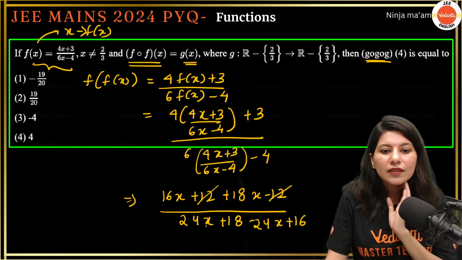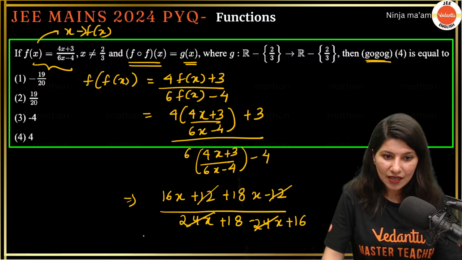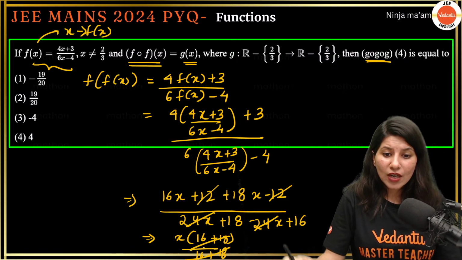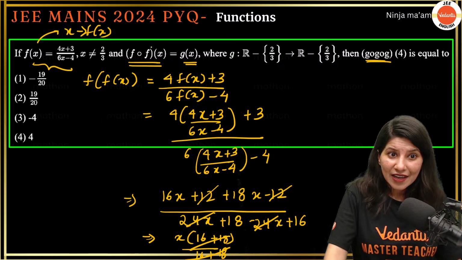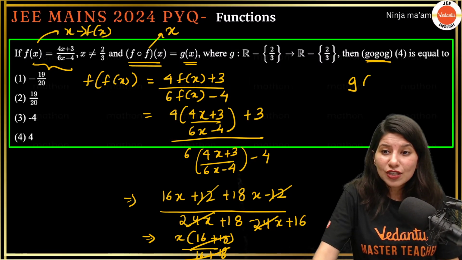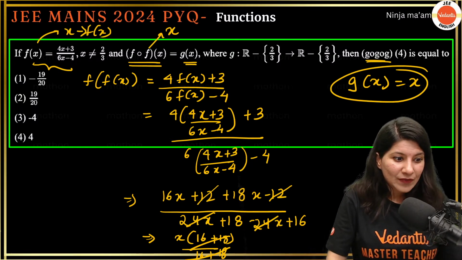And what about this? 24x gone, 18 plus 16. So 16 plus 18x. So x if I take common, 16 plus 18 upon 16 plus 18. Okay, all right. So that means f of f(x) I've just calculated, that is x. What does that mean? That g of x is coming out as x. Now the question is done.